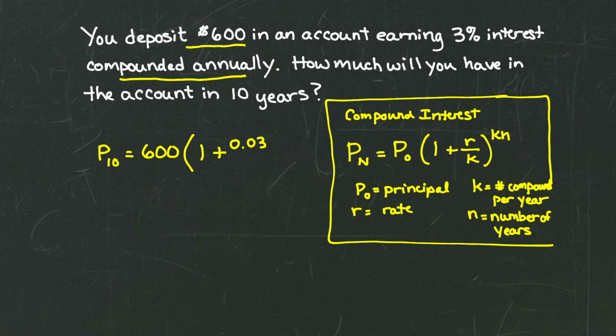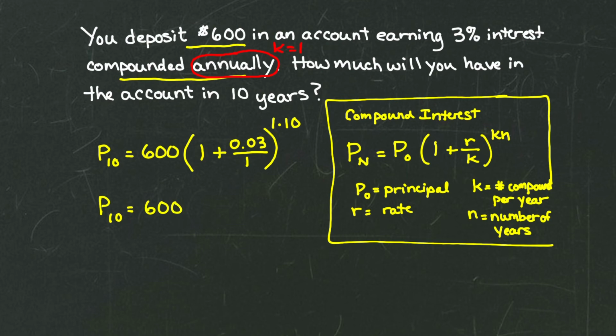And how about K, that value? That's the number of compounds per year. Well, it tells us that we're compounding annually. That means once a year, and so that means our K value is just going to be 1. So it's going to be 0.03 over 1 raised to the K, or 1, times the number of years, which is 10. Let me just put this together in a little simpler form.